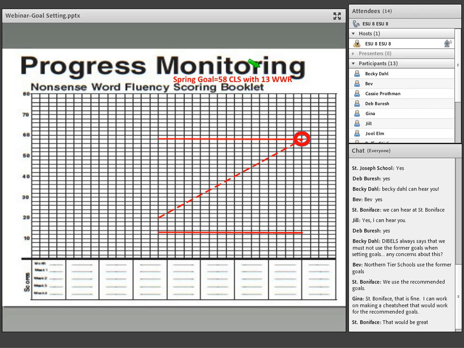And usually for these kids, with some good intervention, we can get them there. So for Will, we just took his starting point and we went ahead and put his goal here at 58 correct letter sounds, and we made our goal line up here at 58.